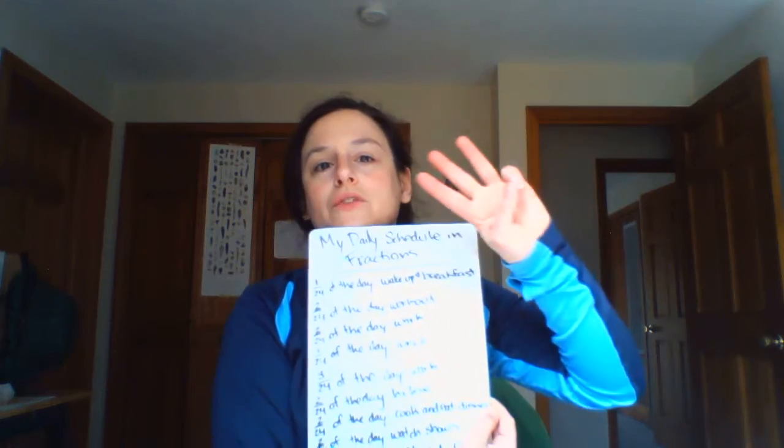So you're going to take your daily schedule. You're going to pick 3 activities, and you're going to find the total amount of time in fractions that you spend on each activity. Your first denominator should be 24, and then your equivalent fractions should have different denominators.